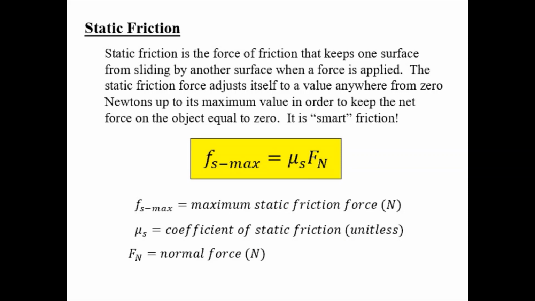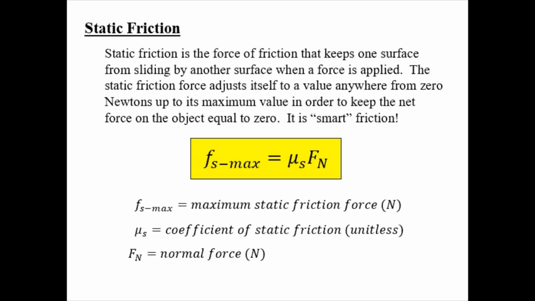Now, static friction is the force of friction that keeps one surface from sliding by another surface when a force is applied. So this is kind of the gripping force. So if you tipped your desk or your table up a little bit and your physics book didn't slide off your desk, the reason it's not moving and sliding off the desk is because of static friction, gripping the book between the book and the desk. Okay, so you want to think of static friction as kind of being the smart friction. It will adjust itself to whatever value it needs to be to keep the object from accelerating.